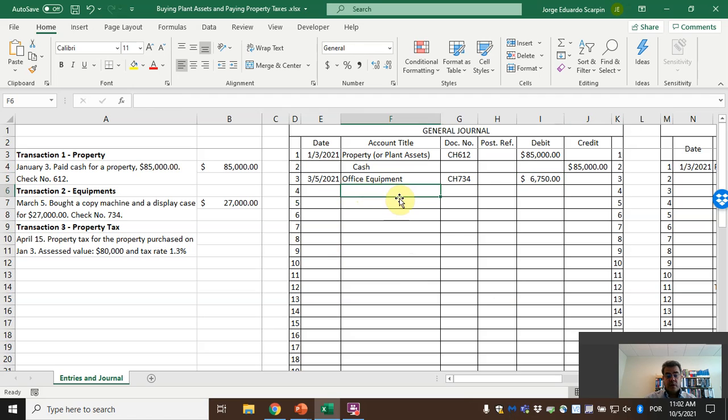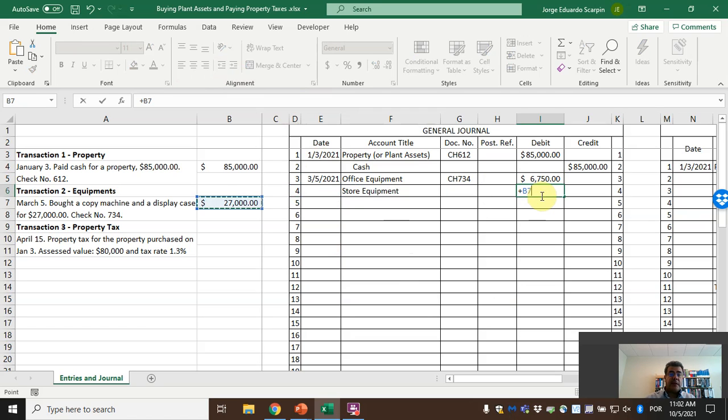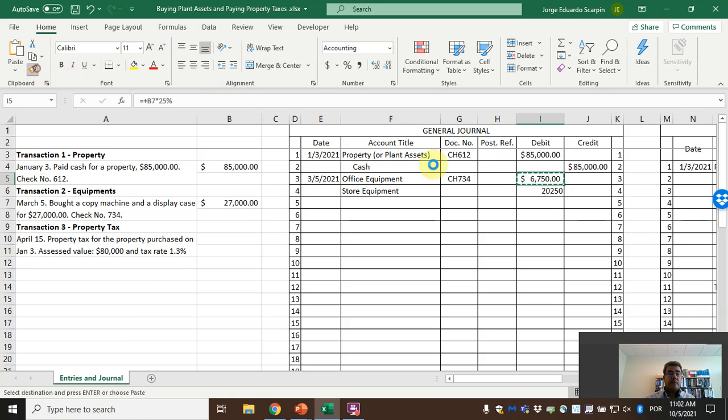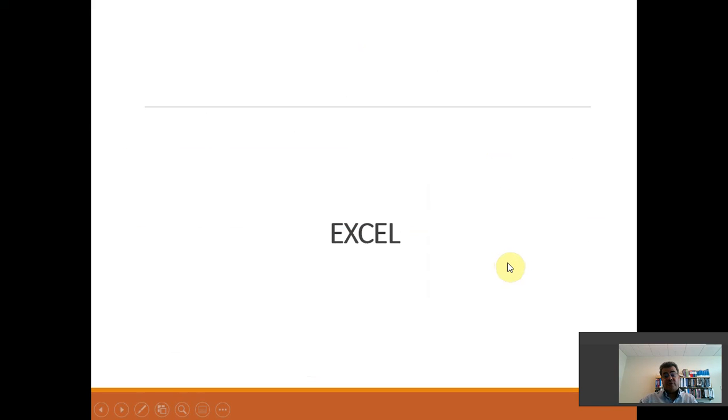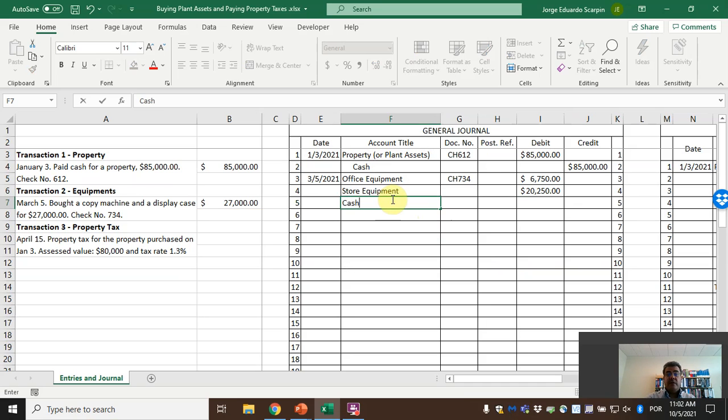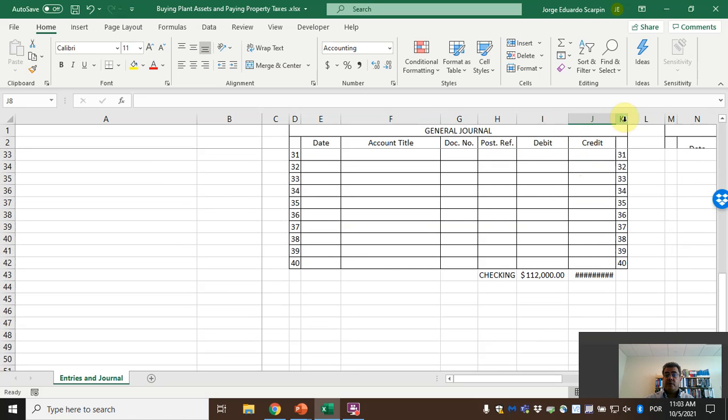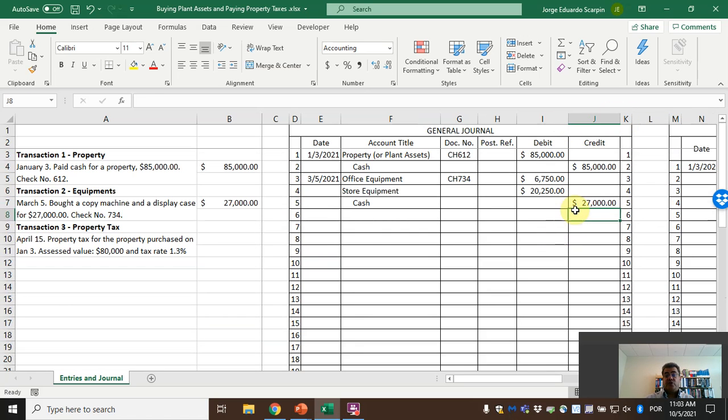So here, store equipment, and this 75% remaining, $20,250. Going back to the Excel, and our credit, cash, because we purchased with check, so it is cash. So cash, 27,000. And here, 112, 112, we are good to go.